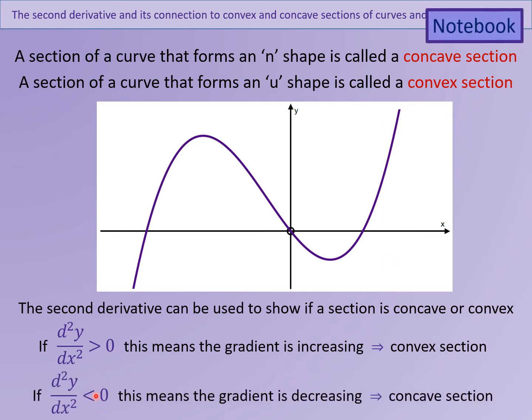Whereas if it's negative, then the gradient is decreasing, therefore it's concave.